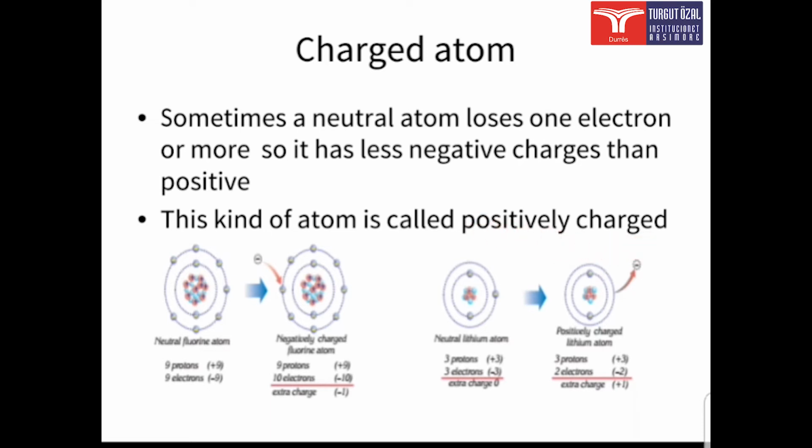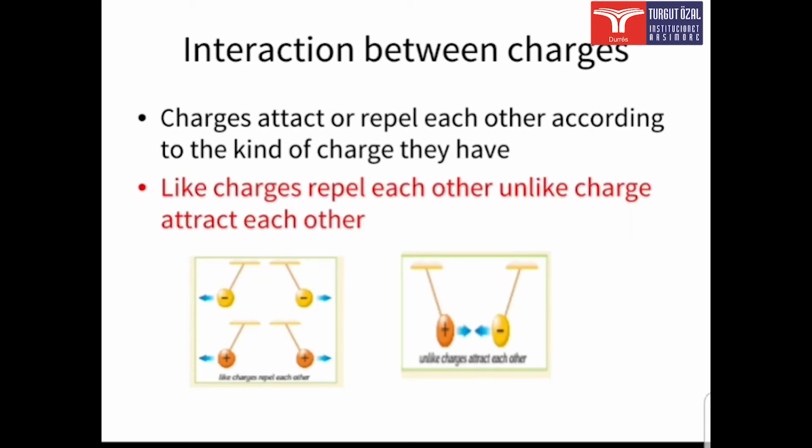So, in this picture is given the negatively charged atom. If we add the positive charges and negative charges, we have an extra charge of -1, so we have negative charge. This atom is called negatively charged. And in the second figure here, when the atom loses an electron, it becomes positively charged, so the extra charge is positive charge.